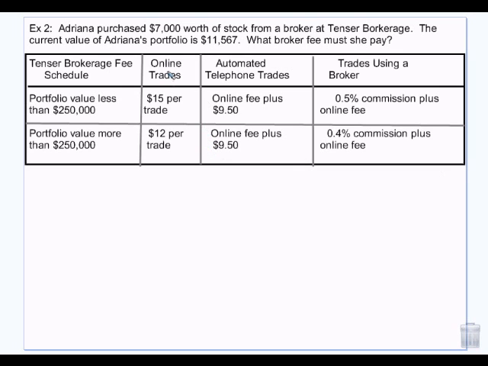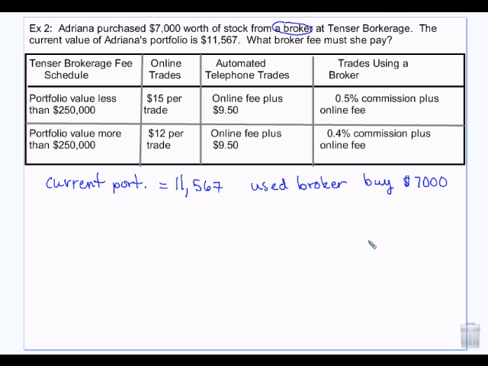So she had, okay, a current portfolio value of $11,567. She used a broker to buy $7,000 worth of stock. Her current portfolio is considerably less than $250,000. So she's in this column because she used a broker, so she's going to pay a commission and the fee.